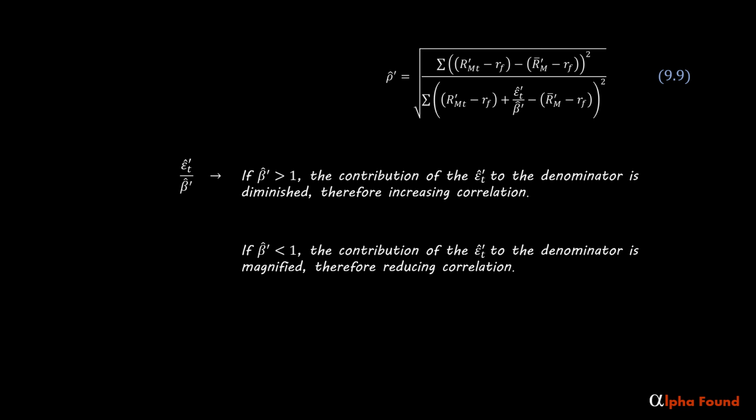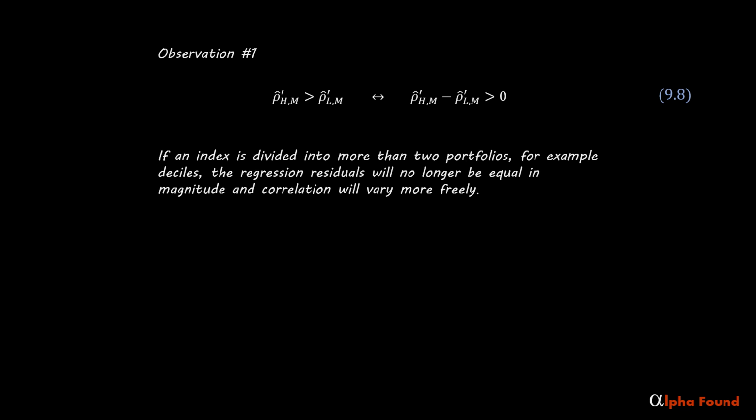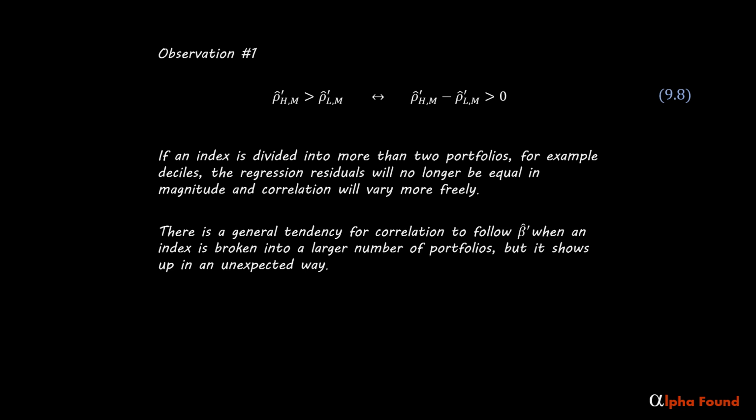Consequently, when an index is divided equally between two mutually exclusive and exhaustive portfolios, as long as there are regression residuals, the one with the lower CAPM beta will always have the lower correlation, which means observation 1 is always true. If an index is divided into more than two portfolios, for example deciles, the regression residuals will no longer be equal in magnitude and correlation will vary more freely. However, there is a general tendency for correlation to follow CAPM beta when an index is broken into a larger number of portfolios, but it shows up in an unexpected way.